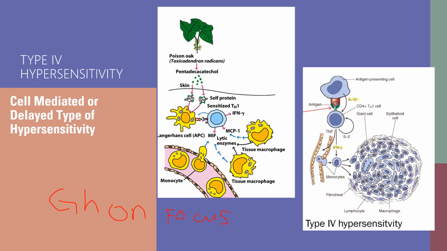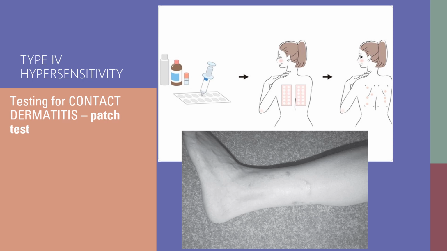So that is your type 4 hypersensitivity reaction. Another type of type 4 hypersensitivity is your contact dermatitis, wherein the skin will have a contact with an allergen that triggers activation of T cells and will cause hypersensitivity reaction in a localized form.